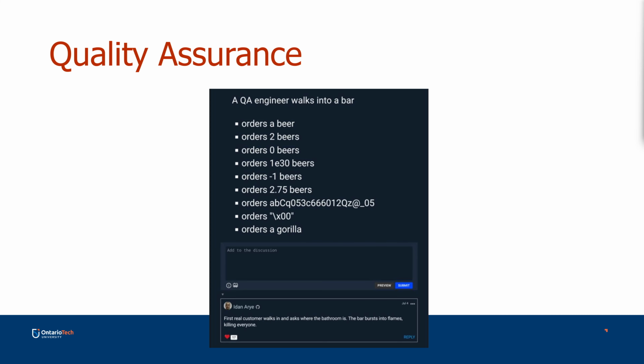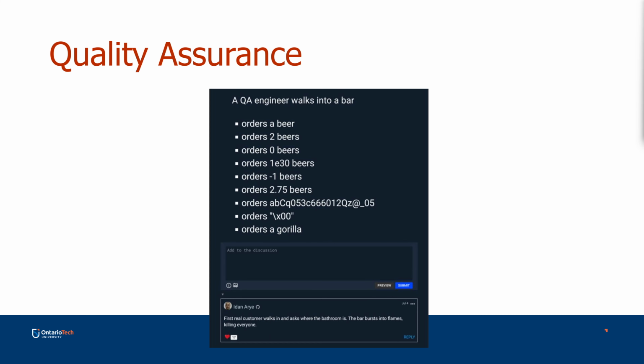Or orders 10 to the exponent 30 beers, orders -1 beers, orders 2.75 beers, orders something that apparently is a memory address beers, and orders a string, a null, this is a null character, orders a gorilla, a thing that is not anything. These are other types of objects that shouldn't be supported by the situation. And so if you want to order a beer, it should be a positive integer, right?